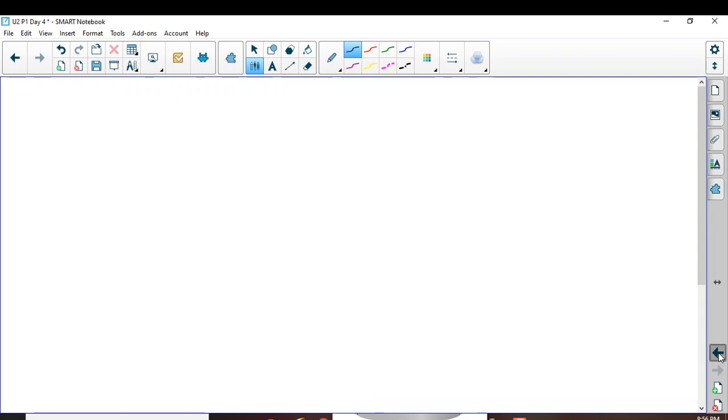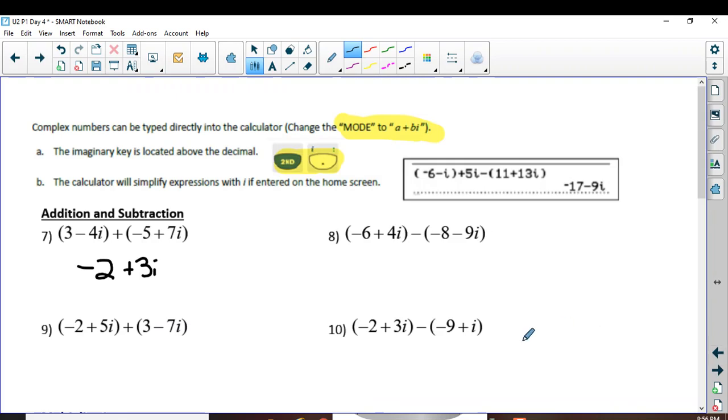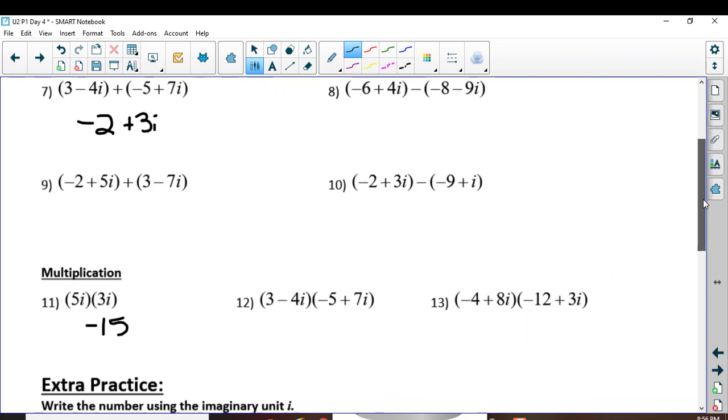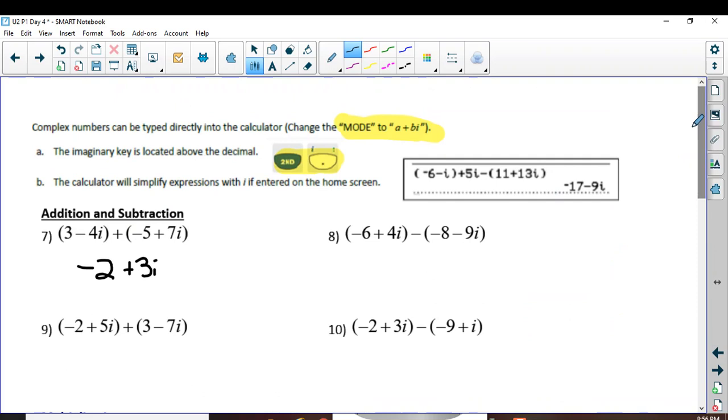And that was it for today. That is all we needed to remember about the powers of i and complex numbers. All right, so the next part is just to do the practice test.